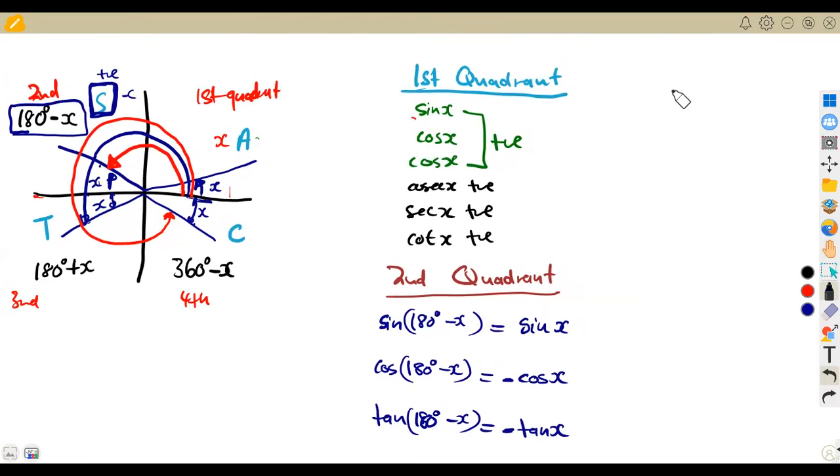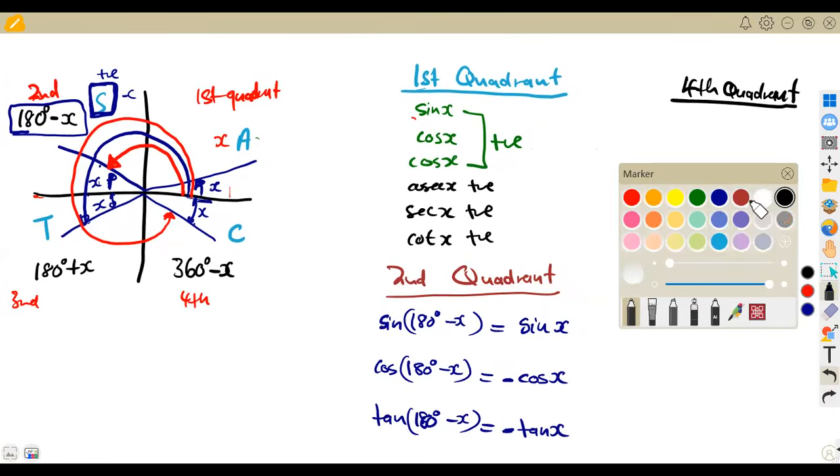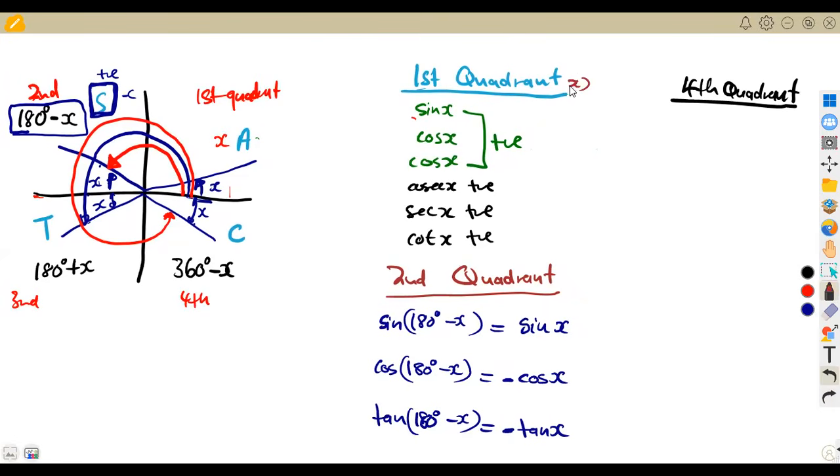All right, let's go to the fourth quadrant. In the fourth quadrant, we are going to see the same concept or the same application. This time, let me just write our angle so that we do not confuse. In the first quadrant, our angle is x. In the second quadrant, our angle is given as 180 degrees minus x. Why am I rushing to the fourth? We are now in the third quadrant.